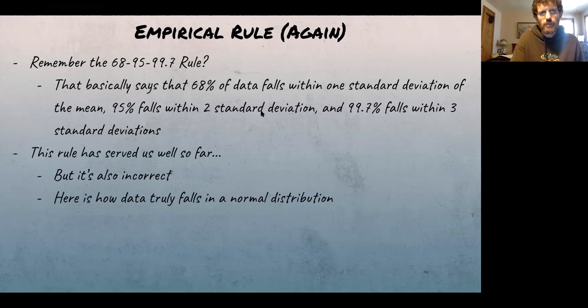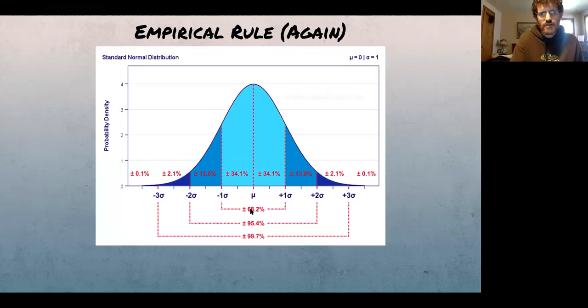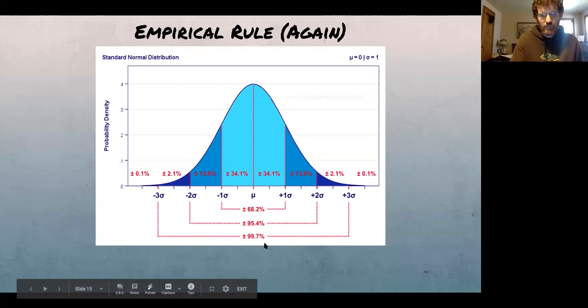But here's how the data truly falls in a normal distribution. And again, you could derive this using calculus if you wanted to do a calculus-based statistics course one day. But what you can see is that it's not exactly 68%. It's 68.2% within 1 standard deviation, 95.4% within 2 standard deviations, and then 99.7% within 3 standard deviations.